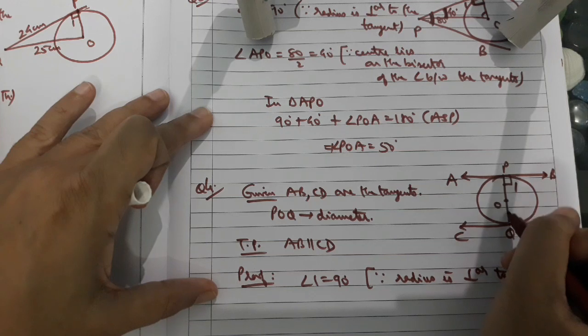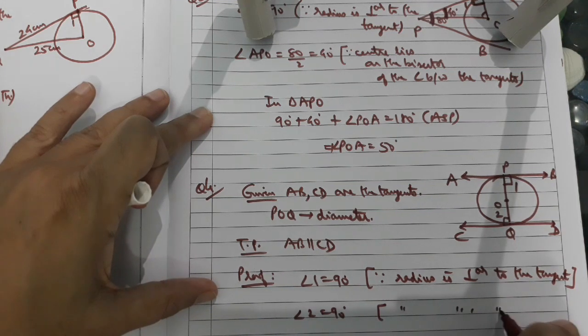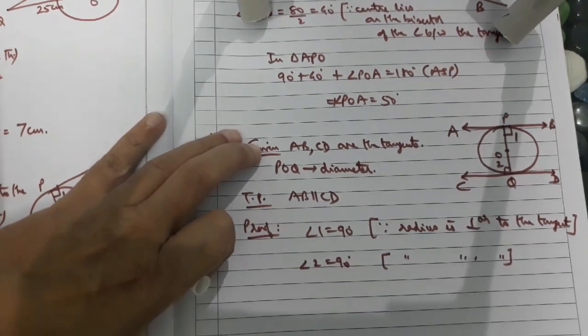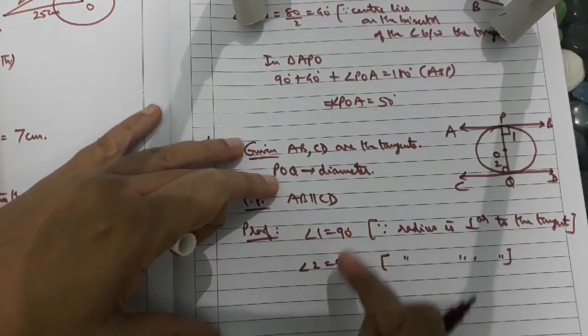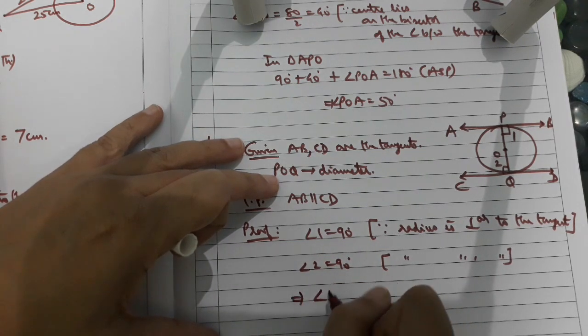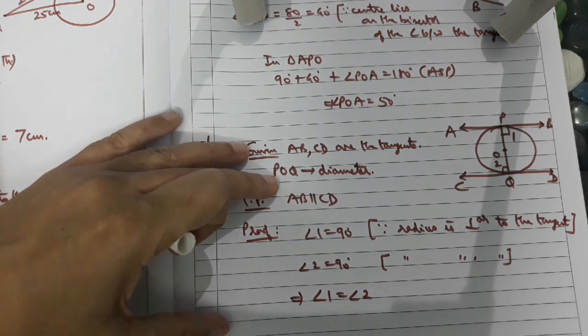Similarly, we see that OQ is the radius and CD is the tangent. So angle 2 is of measure 90 degrees again by the same reason, because the radius is perpendicular to the tangent. Now from the above two equations, the right hand sides are equal, 90 degrees and 90 degrees. So this implies the left hand sides will also be equal. So we obtain angle 1 is equal to angle 2.